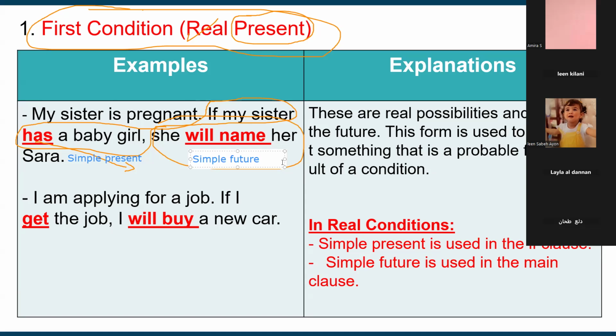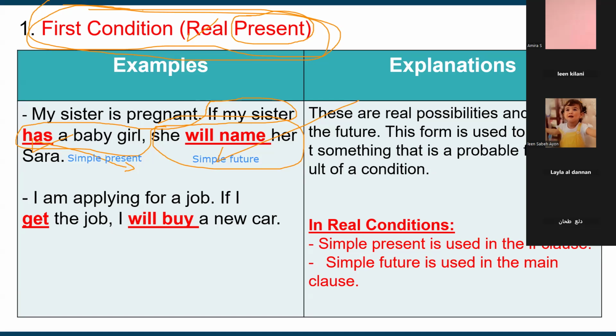This is the first type of conditional sentences that we are going to learn. So if I'm talking about something real and it's happening now in the present, I have to use the first condition, as your friend Leen has just explained to you. And if I use the first condition, I have to use two tenses. In the if clause, I use simple present. In the result clause, I use simple future. Let's take more examples to help you understand much better.